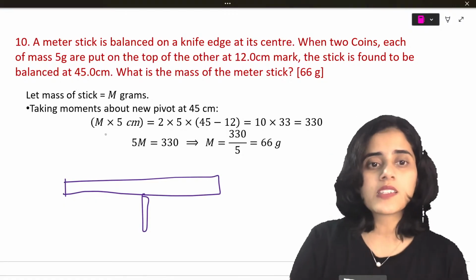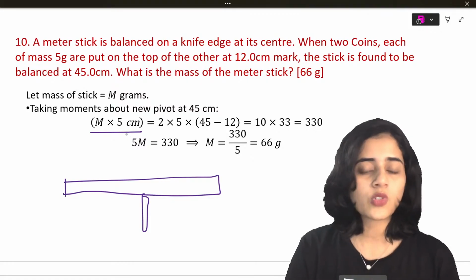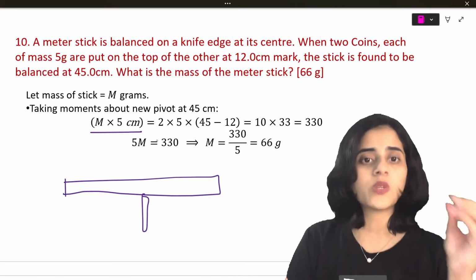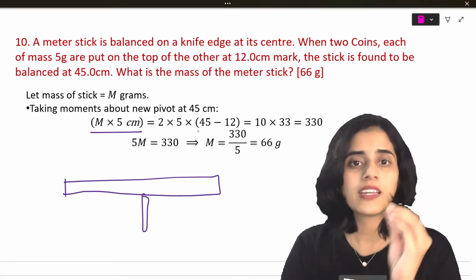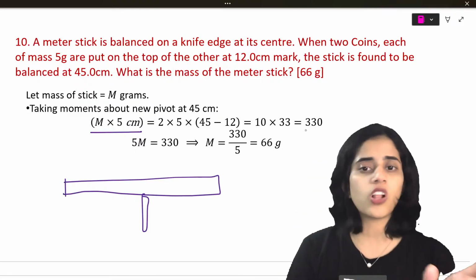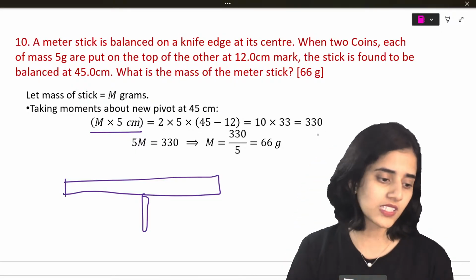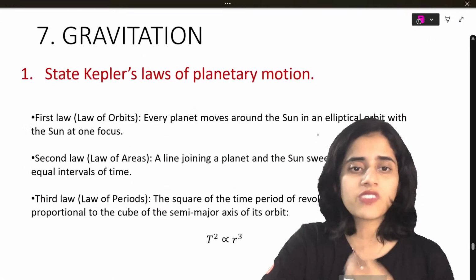Which means mass into 5 centimeter. So mass of the stick into 5 centimeter will be equal to how many masses are there? 2 into 5 into 45 minus 12, the extra length. So when you solve it, you will directly get the mass. Okay. With that, we come to an end of this set.